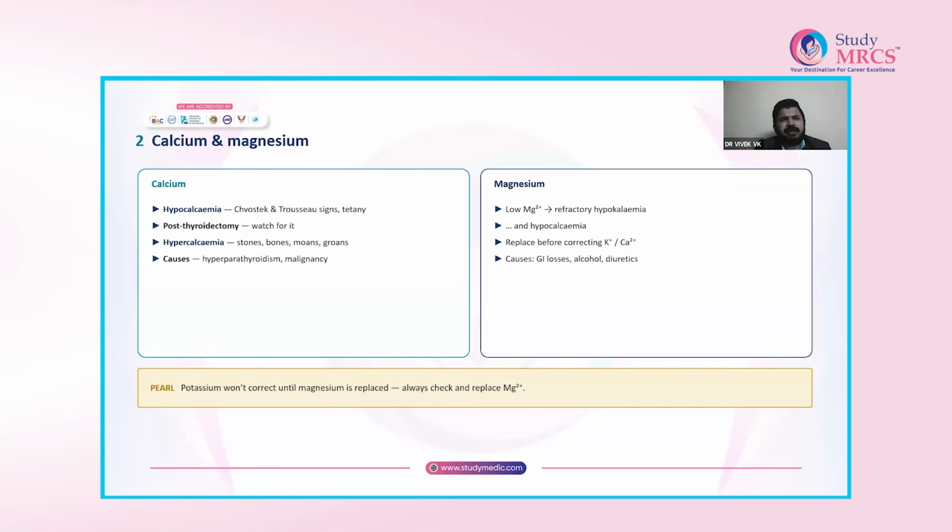So how will you identify hypocalcemia, a patient with hypocalcemia? The patient will complain of some numbness in the perioral region, or sometimes some patients complain of numbness in the extremities.